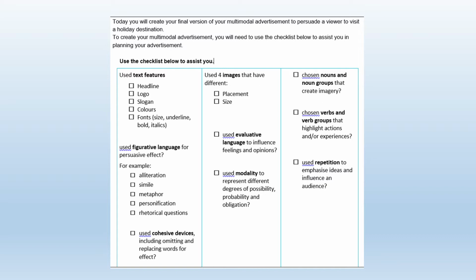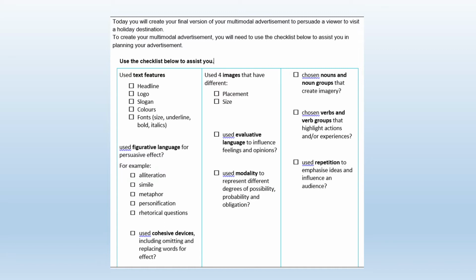Now, our 4 images. So when we are looking at placement, we're thinking about where on our advertisement we're going to put these pictures. And when we're thinking of size, we are looking at how big or small these images are going to be. Because remember, they don't have to all be the same size. You can put a certain image much bigger than the other ones if you want to emphasize it. But just remember that you don't want the images to take up too much room and not have enough room for writing, or you don't want them to be too small and the people who are viewing it can't actually see it.